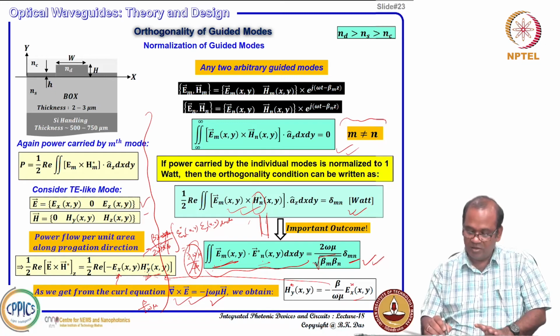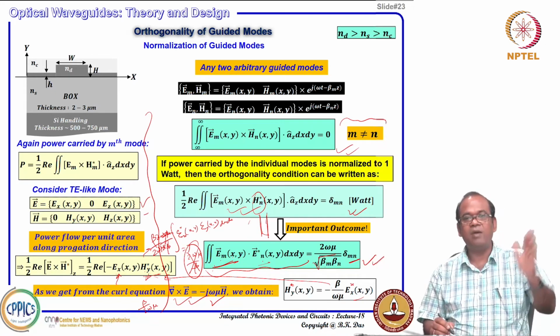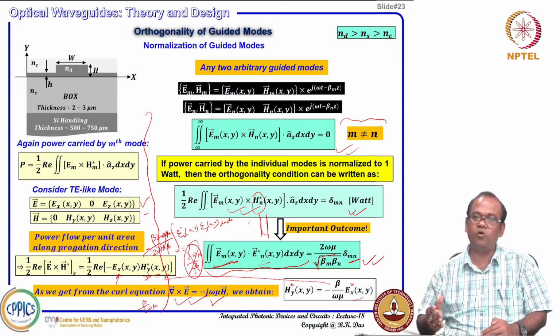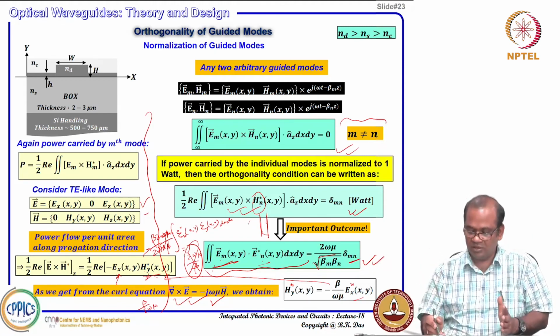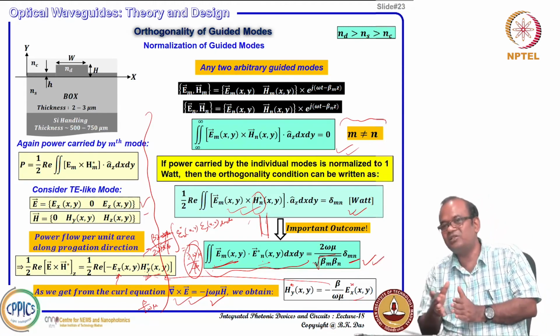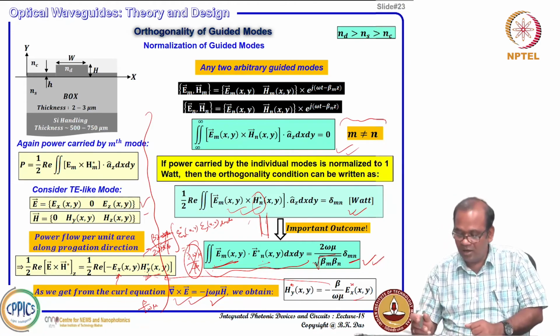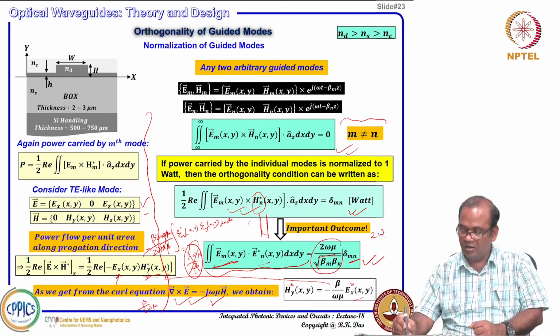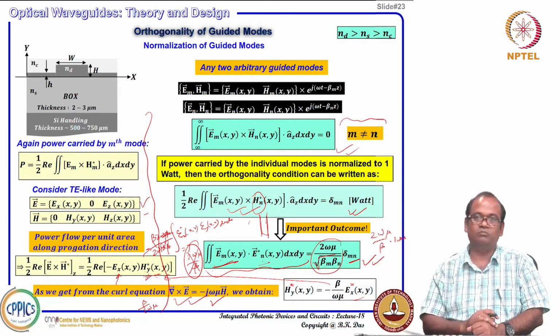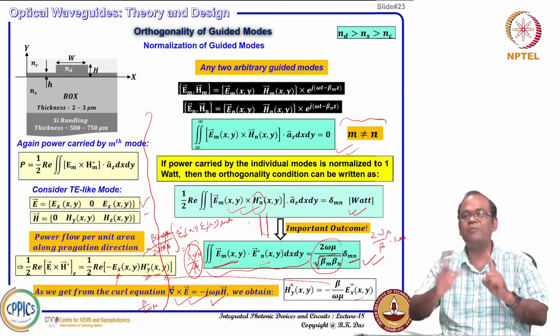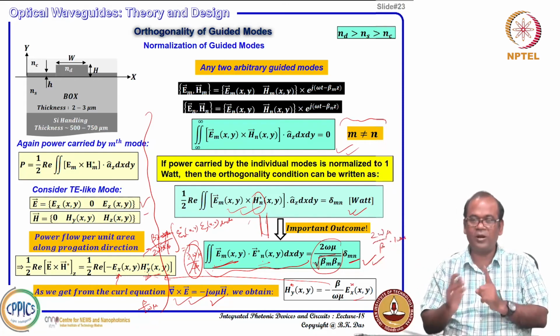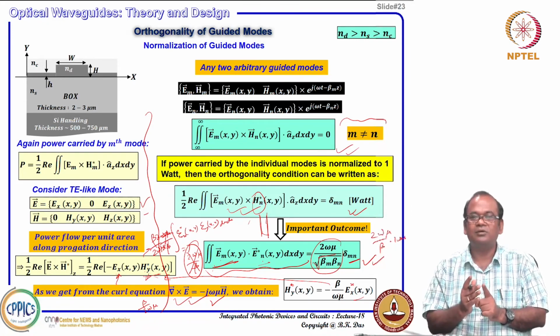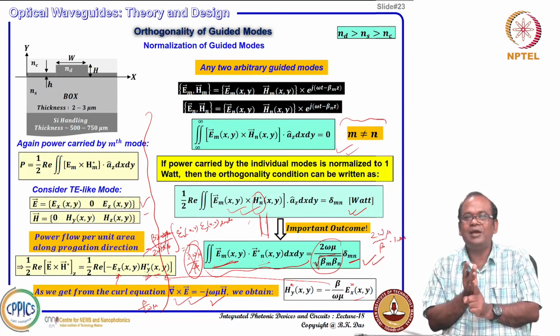We can check that if the electric field coming from the mth mode and the electric field from the nth mode, if they are vectors, you can take a dot product and integrate over dx dy. If they are identical modes, then you will get 2 omega mu by beta times 1 watt, because 1 watt is always there; otherwise that will be 0. So if you have electric fields of two different modes and integrate over them, they will be 0.